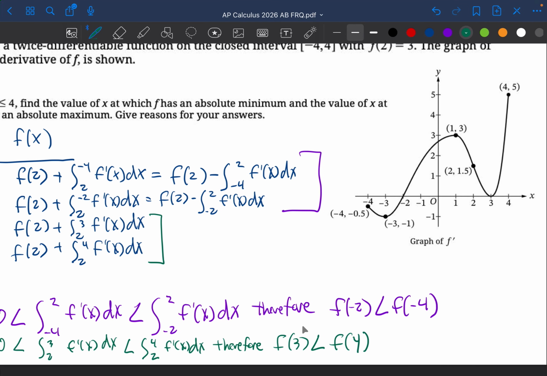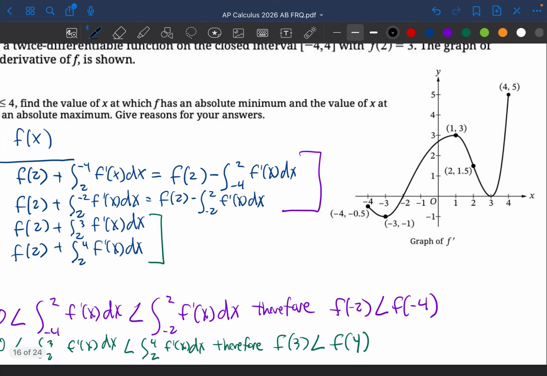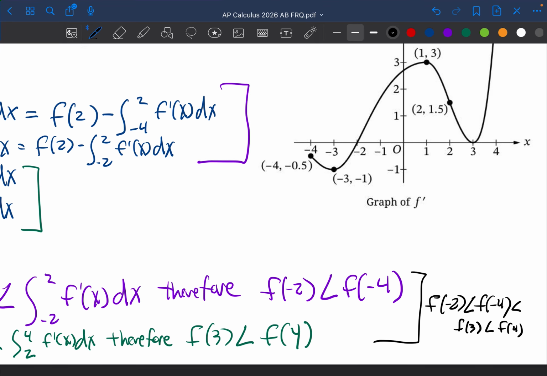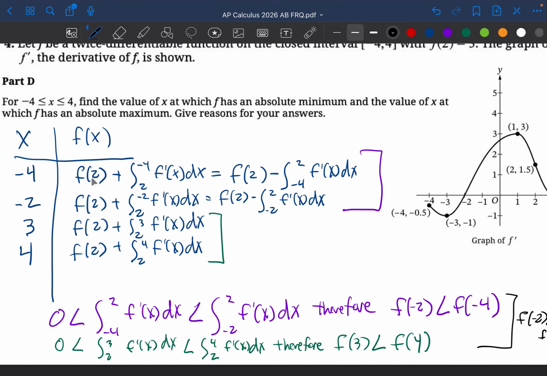Now, because all of these are greater than 0 and because these two are being subtracted, if you really wanted to, you can put these together as a single inequality and say f of -2 is less than f of -4, which is less than f of 3, which is less than f of 4. Because all these integrals are positive, and because the first two integrals are subtracted away from f of 2, these two are going to be smaller than these two right here.